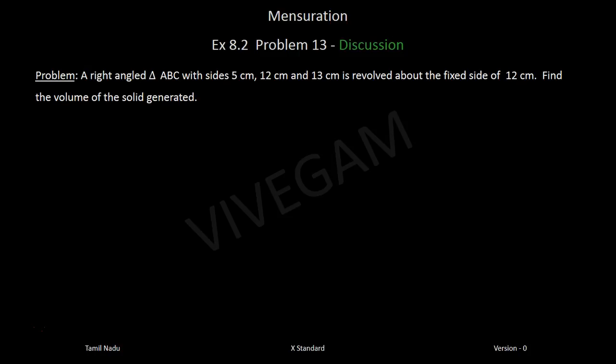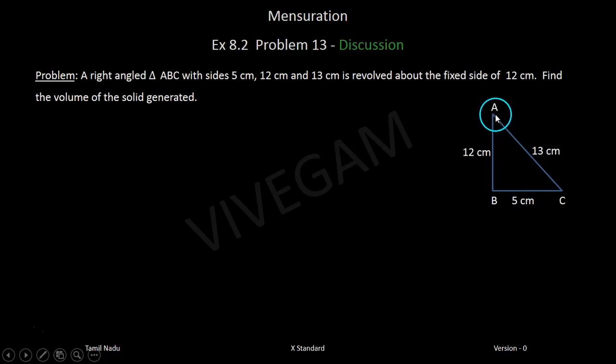Let's draw the figure first because this is a little tricky. Okay, we are drawing a right triangle ABC, and we need to mark it. The longest side is the hypotenuse, so AC equals 13 centimeter, the height is 12 centimeter, and the base is 5 centimeter, and it is rotated about the fixed side. So this is the fixed side and this is rotated like this.